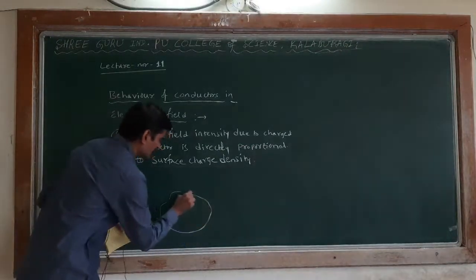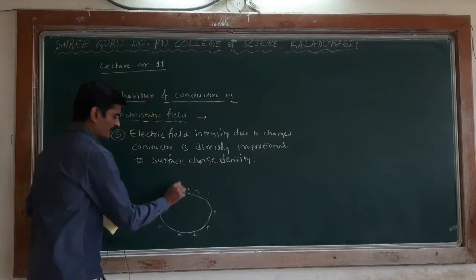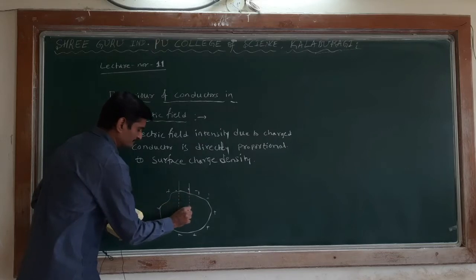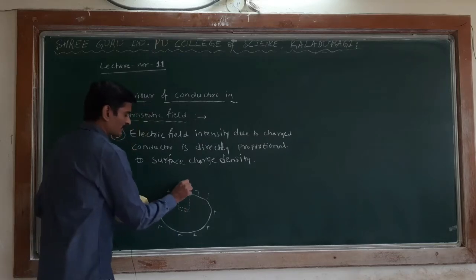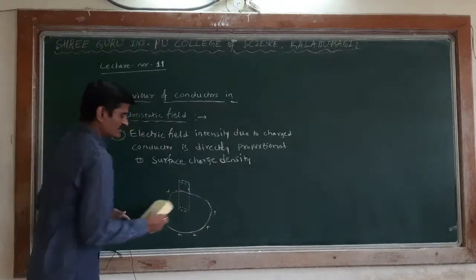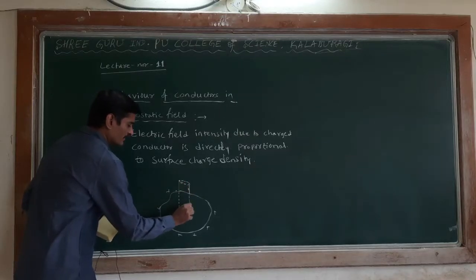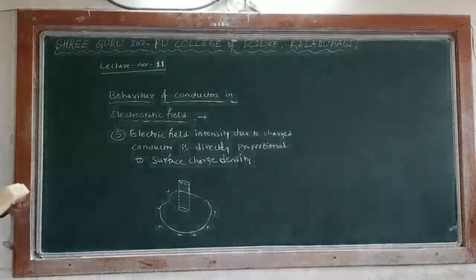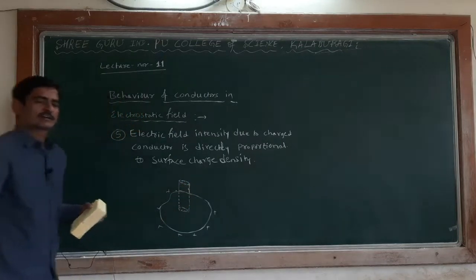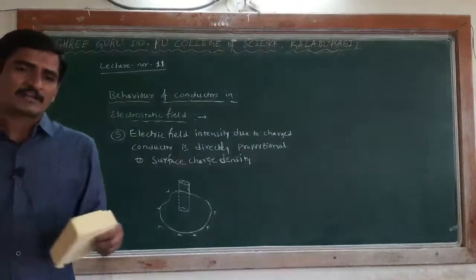So now consider a charged conductor. Imagine a Gaussian surface in the form of a cylindrical pillbox, such that some part of the pillbox is in the interior of the conductor and a small part of the Gaussian surface is outside the conductor.